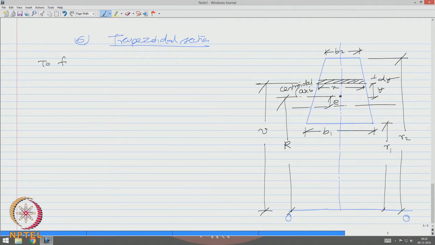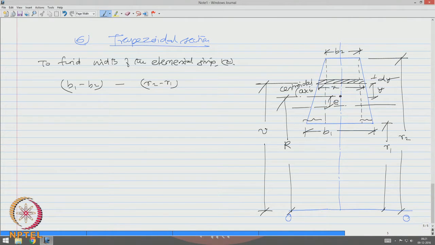So, now to find the width of the elemental strip x, we know I can divide this as I am showing in the figure now. This width, which is B1 minus B2, will have a slope of R2 minus R1, because this distance is R2 minus R1. Therefore, the width will be x at a distance which is R2 minus V.